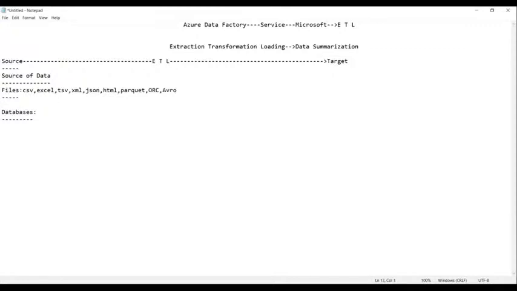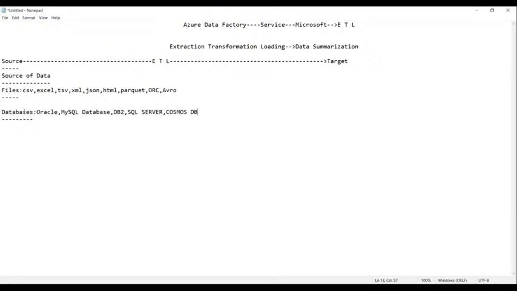So what are the databases you can have? Oracle database, MySQL, PostgreSQL, DB2, SQL Server, Cosmos DB, which is basically cloud based, MongoDB, Snowflake, etc. All these are the databases we can have.